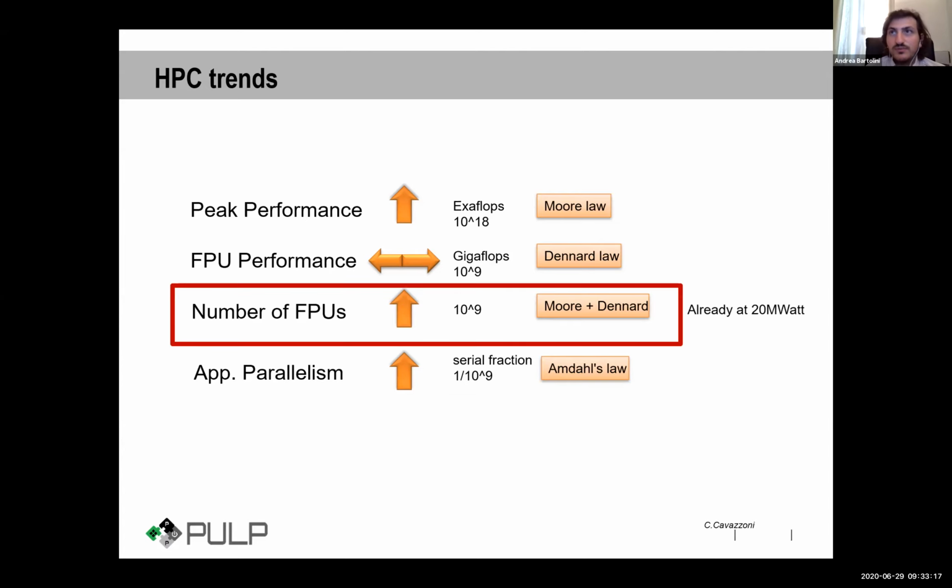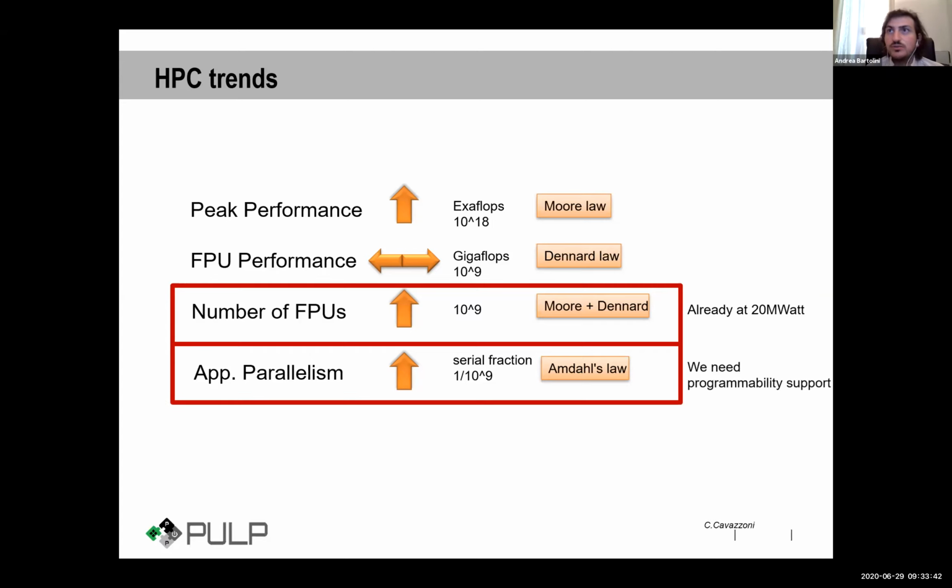And this leads first to the fact that we are power bound, so we are already at 20 megawatt, and the only way of increasing the number of floating point units that we put in our system is to increase the energy efficiency of the floating point unit operation. As we saw before, we have to reach the 20 picojoule per double precision floating point operation. And we also need good programmability support to be capable of using effectively this large number of floating point units.